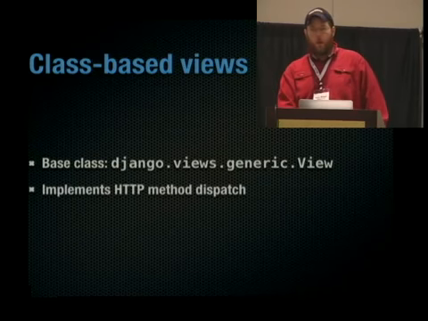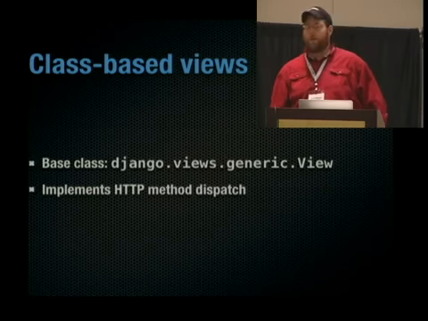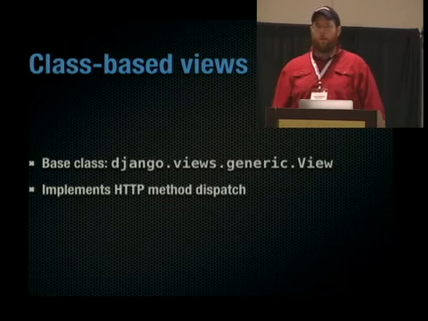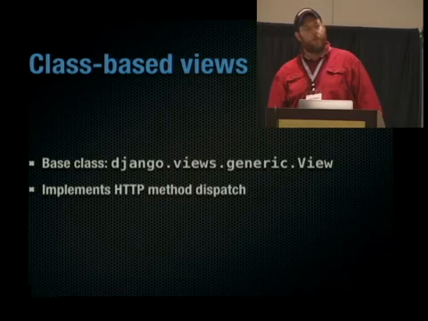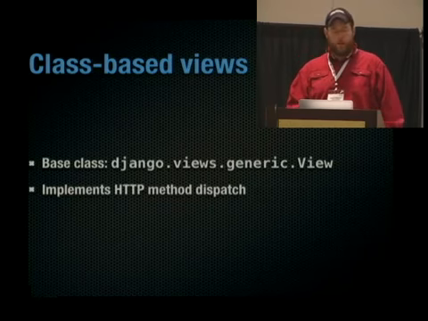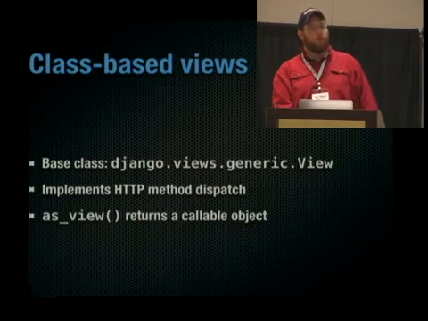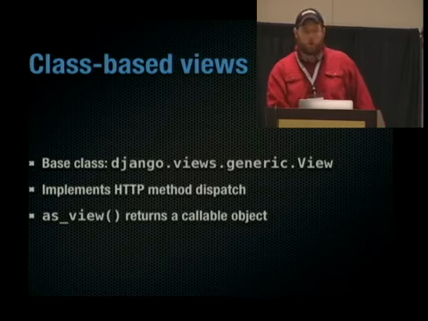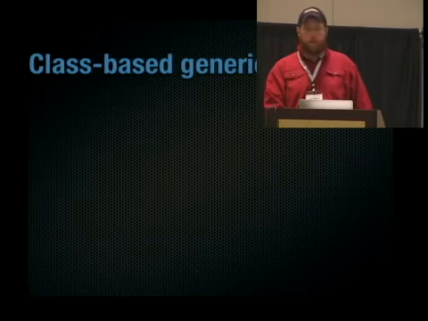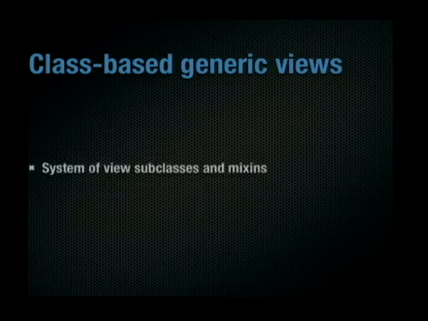django.views.generic.View. What this does is implement the basic callable mechanism and implement dispatch on HTTP methods. So for example, if you have methods named get, post, update, delete, depending on the HTTP request method, those methods will get invoked. View also implements a method called as_view, which is what actually returns you a callable object that you can put in your URL conf. Some of this is covered in the documentation. Unfortunately, it's not that great yet, but I'm working on it.